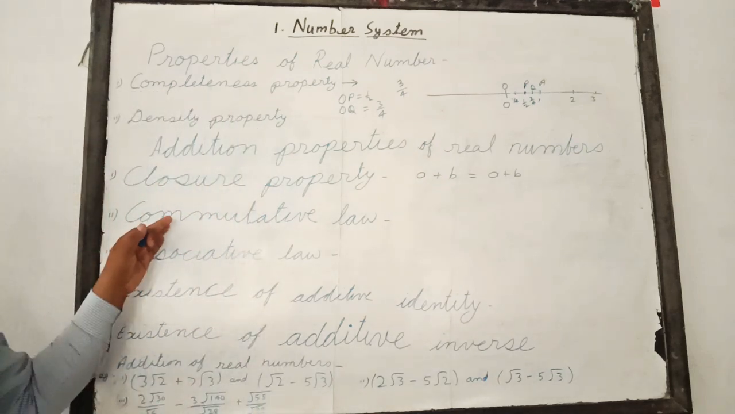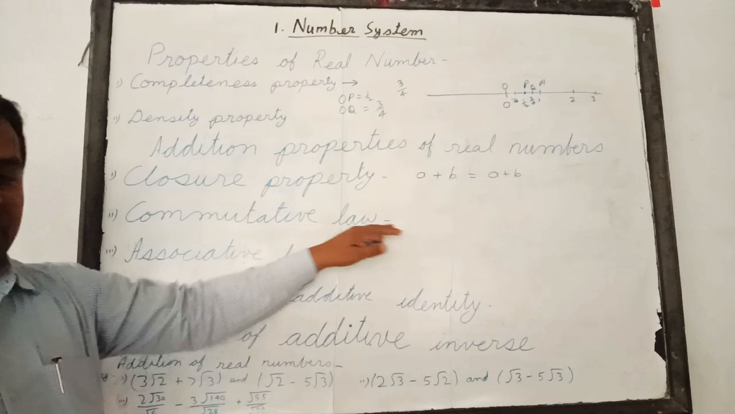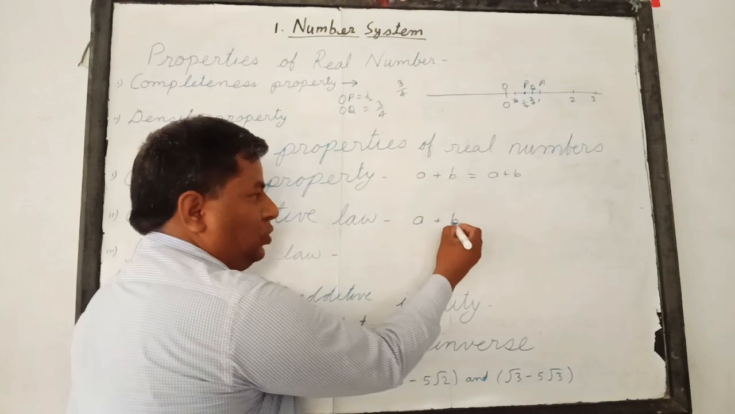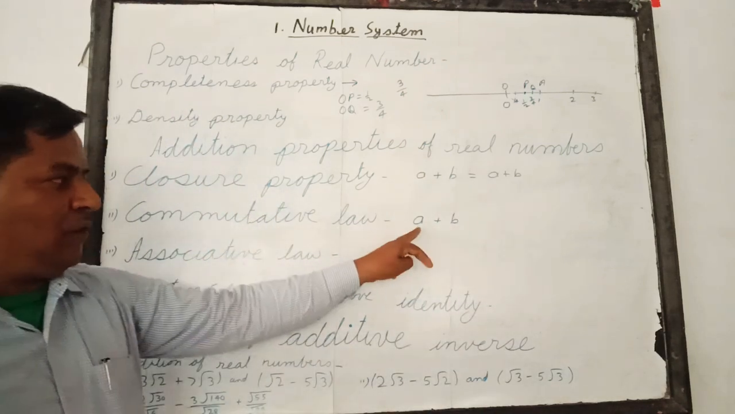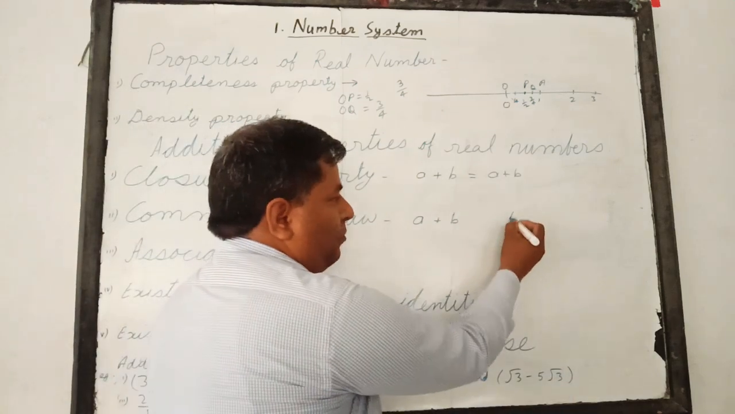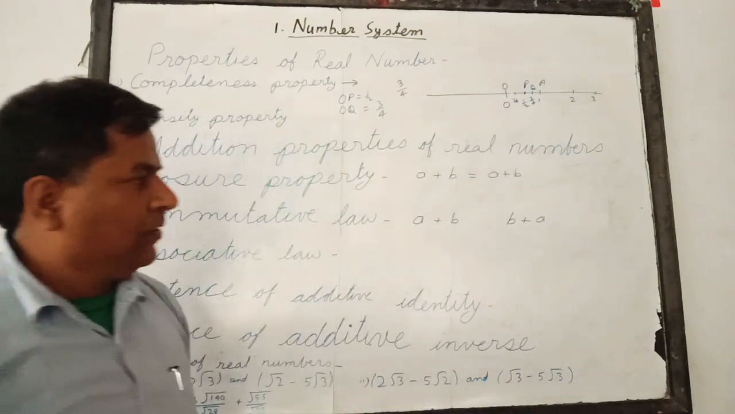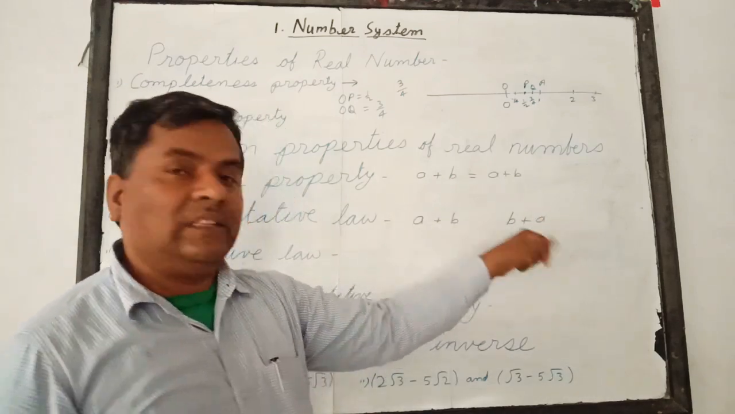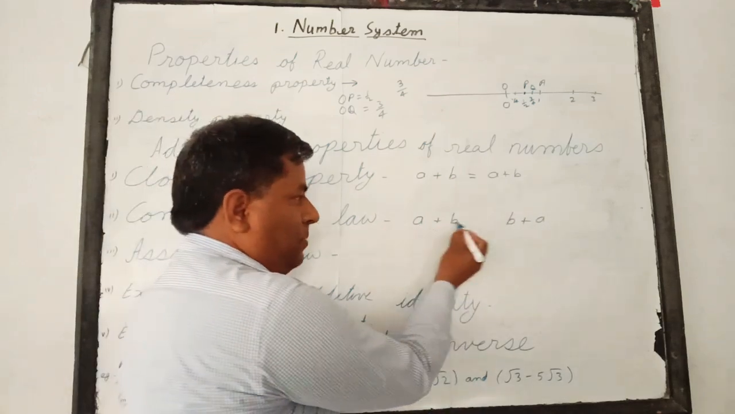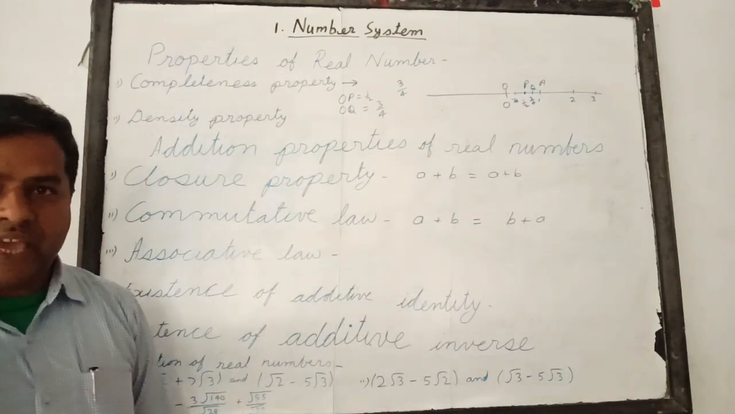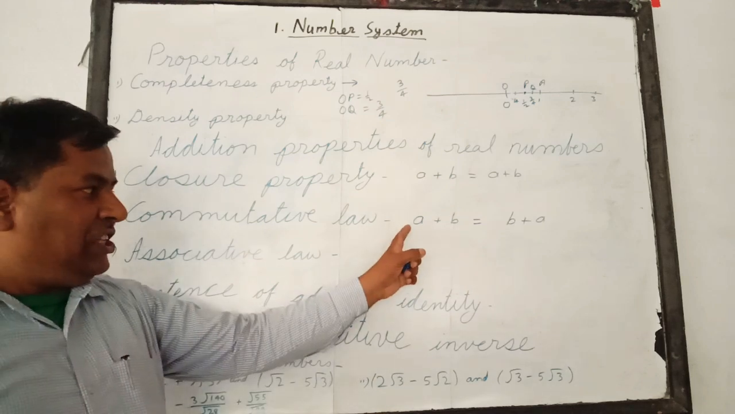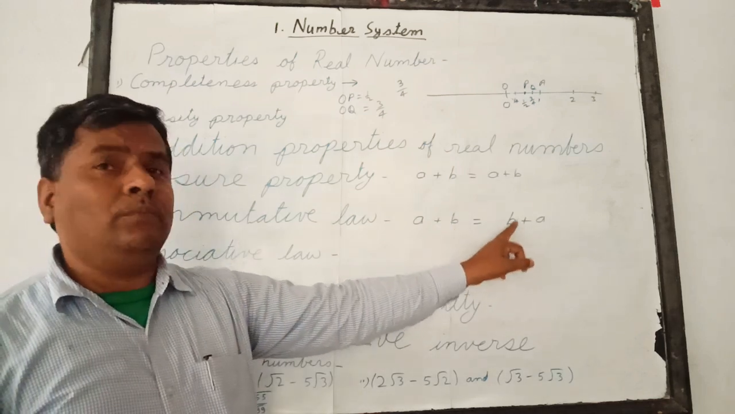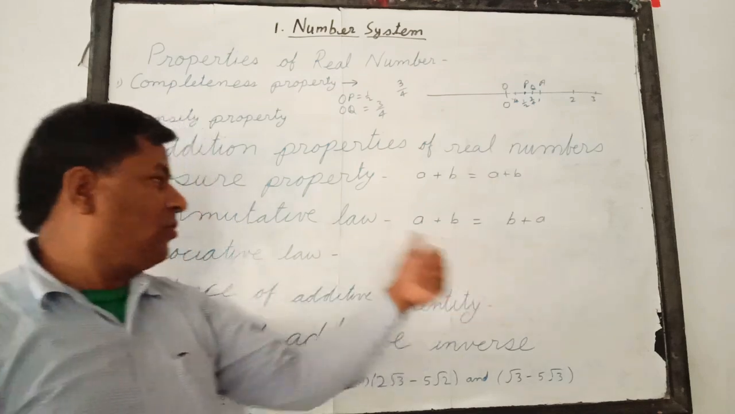Then the second property is commutative law. Commutative law states that if we have a and b as two real numbers, and we get the sum a plus b, then we can also get the sum b plus a. We find that the sum will remain the same. That means a plus b is equal to b plus a. That means on changing the order of the real numbers, the sum does not change. So this law is called commutative law.